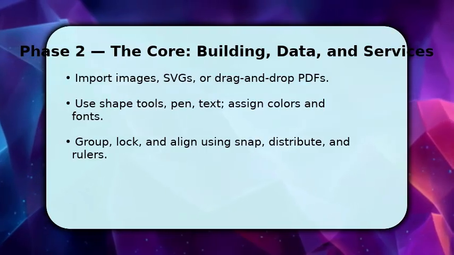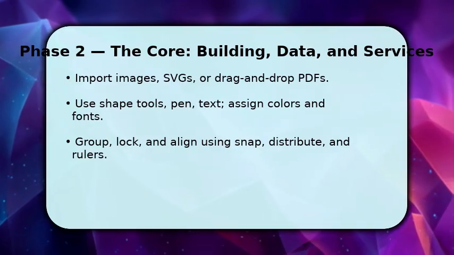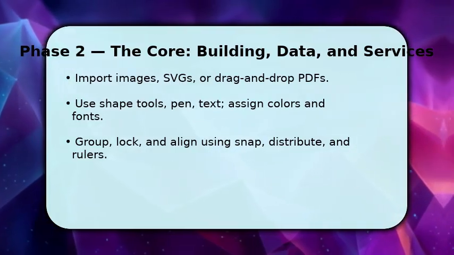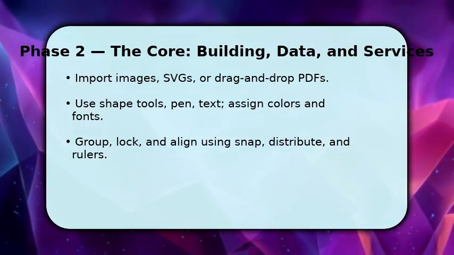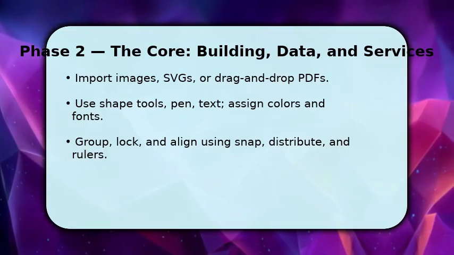Now add your content. Import images, SVG, or drag and drop PDFs directly onto the canvas so you can work from real assets. Use the Shape tool, Pen, and Text tool to build structure. Assign colors and fonts to establish hierarchy.